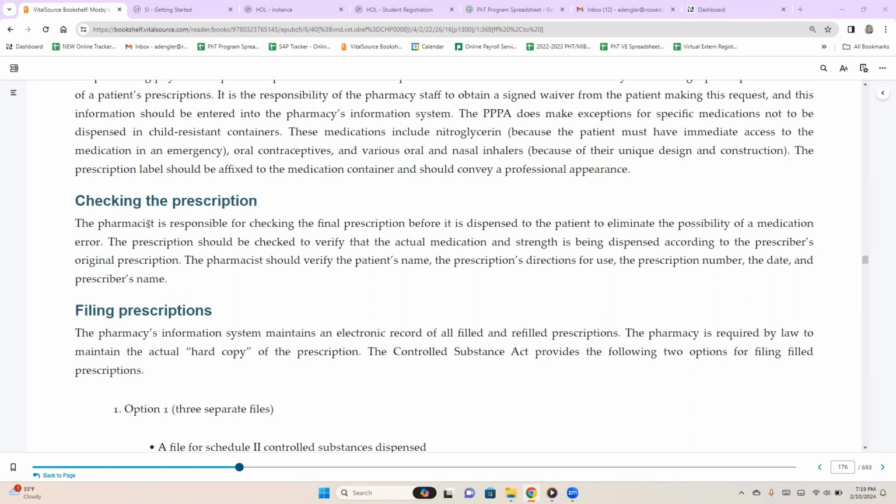All right. The pharmacist is responsible for checking the final prescription before it is dispensed to the patient to eliminate the possibility of a medication error. The prescription should be checked to verify the actual medication strength is being dispensed according to the prescriber's original prescription. The pharmacist should verify the patient's name, the prescription's directions for use, the prescription number, the date, and the prescriber's name.